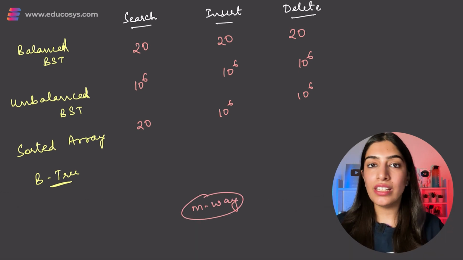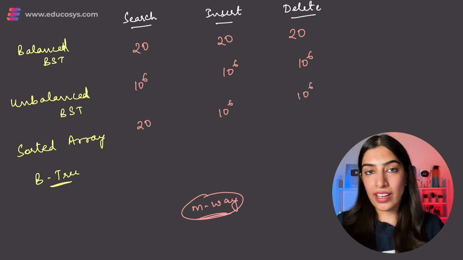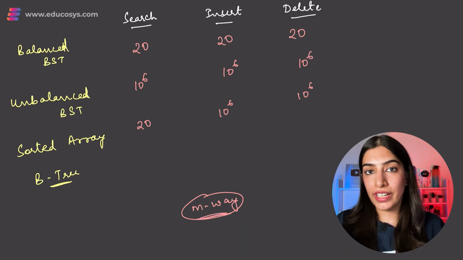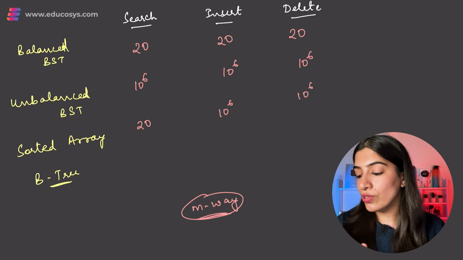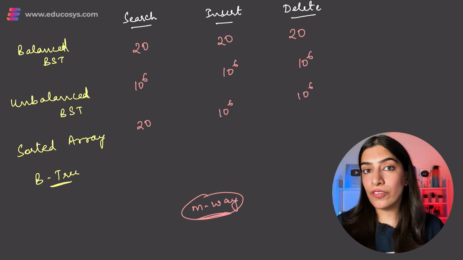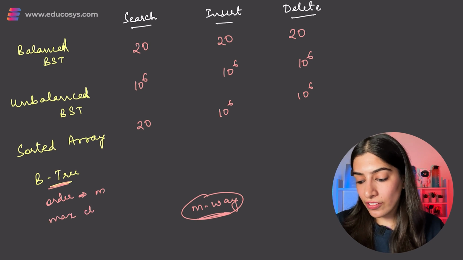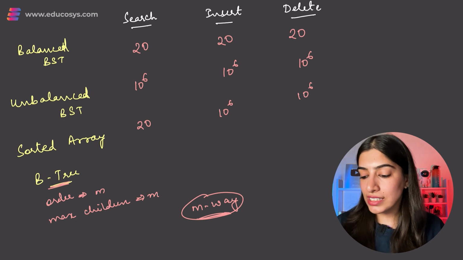What is M-way tree? Just as binary trees have two children, an M-way tree can have M children. So whenever we have a lot of data, it makes sense that we can have multiple children, and I will show you how. Now this is a special kind of M-way tree. In B-tree, if we say that the order is M, that means that the maximum children that it can have is M.